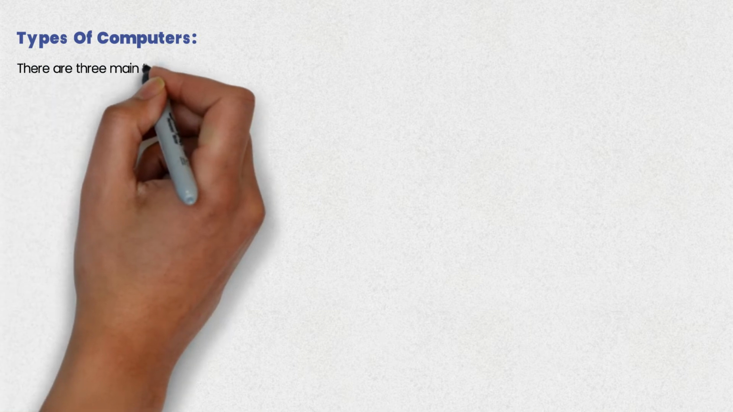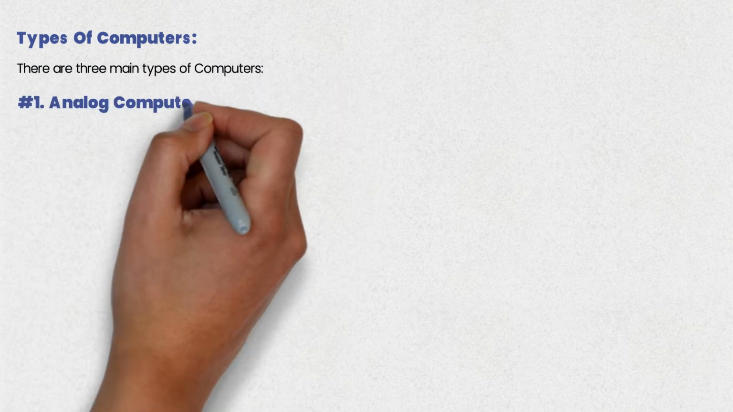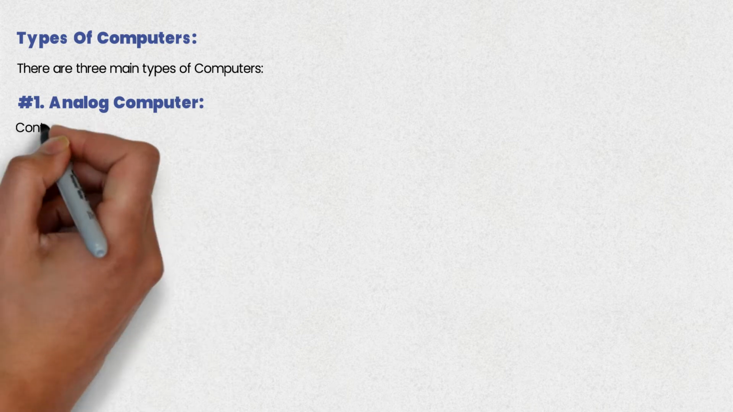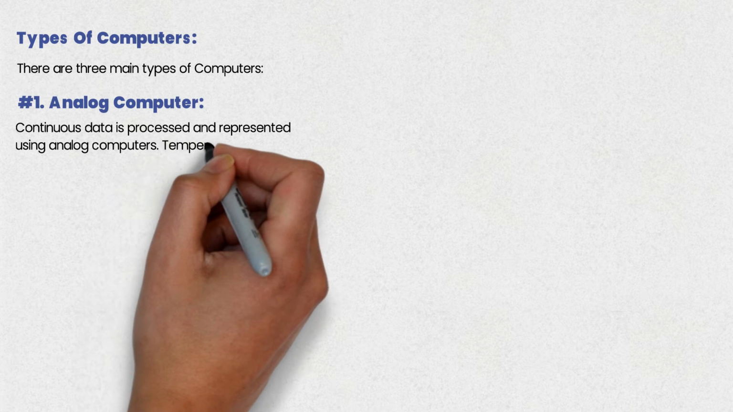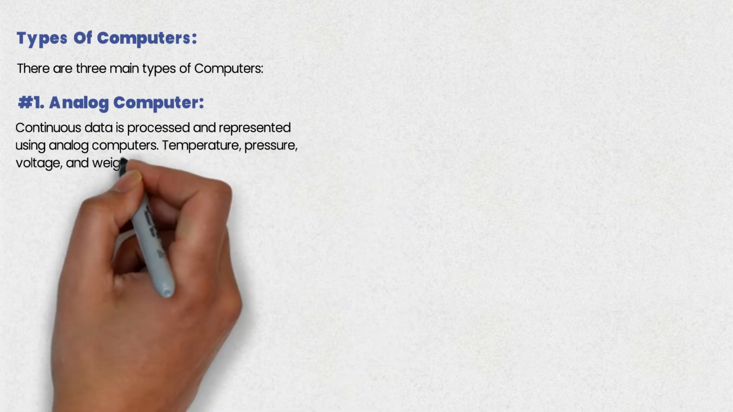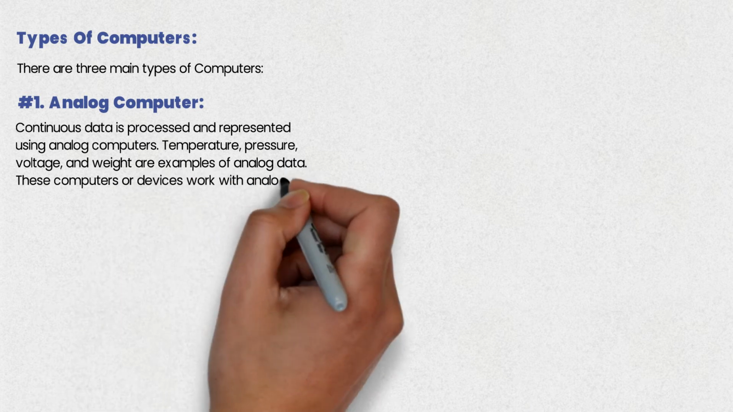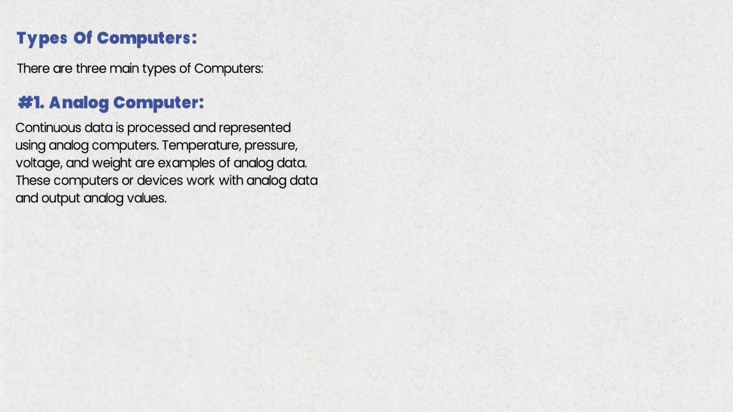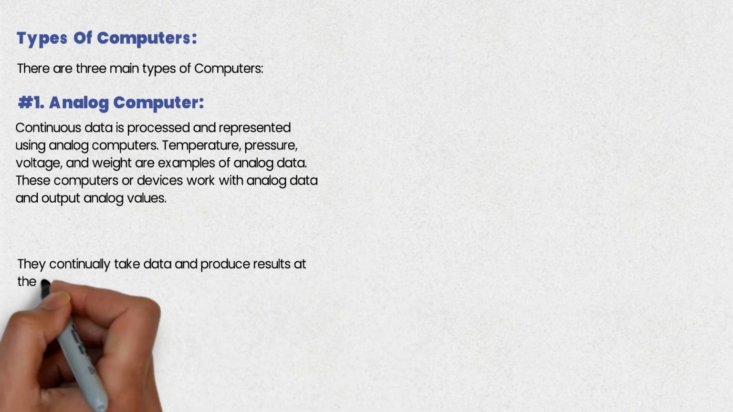The second part of the video is based on the types of computers. There are three main types of computers. The first one is analog computer. Continuous data is processed and represented using analog computers. Temperature, pressure, voltage, and weight are examples of analog data. These computers or devices work with analog data and output analog values. They continually take data and produce results at the same time.